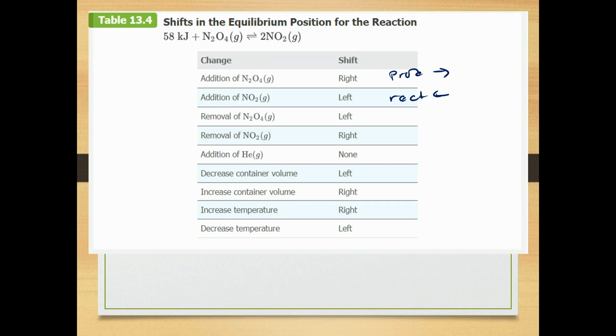Adding HE, helium, makes no difference. Decreasing the volume will shift it towards the reactants because there's only 1 mole of gas there. Increasing volume will shift it towards the products. Increasing temperature will shift it toward the products because it wants that heat. And decreasing the temperature will shift it to the left.